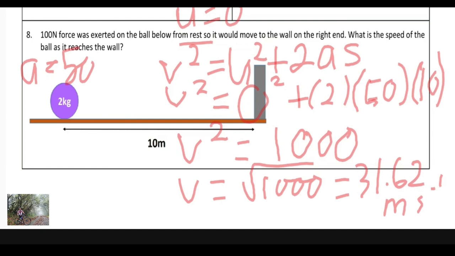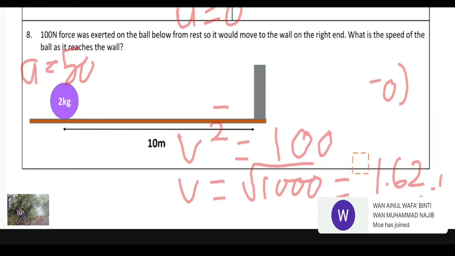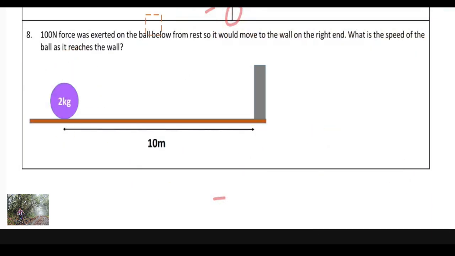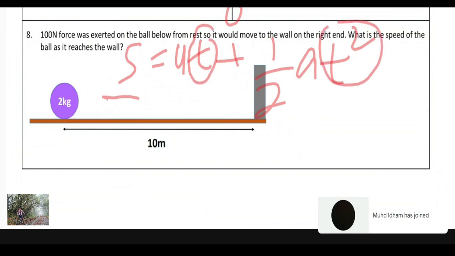Now we are using two formulas: F equal to ma, and the second formula is the linear motion equation, V square equal to U square plus 2AS. Teacher, why don't we use the formula S equal to UT plus half AT square? Because here we want to find displacement, this is our target, but time is not given. So we cannot have two unknowns there. That is why we don't use that formula.